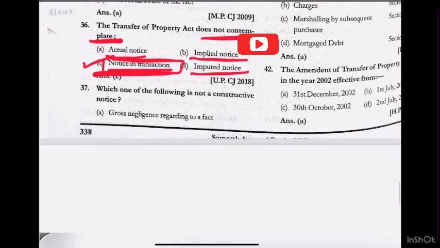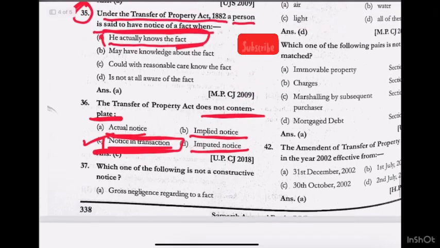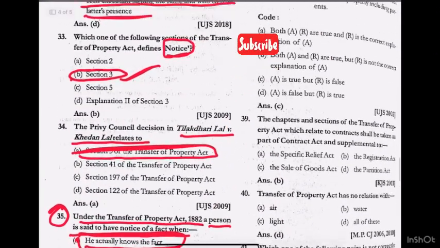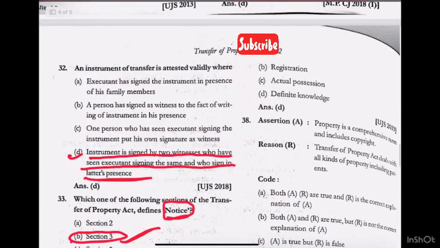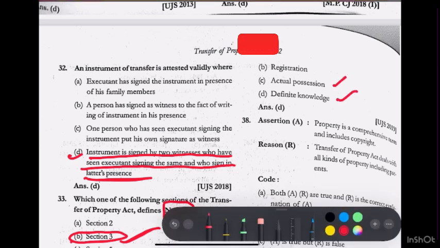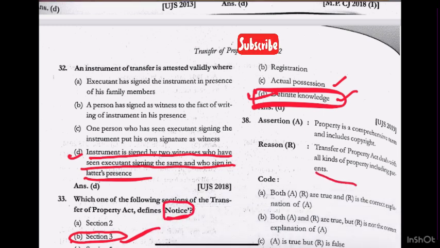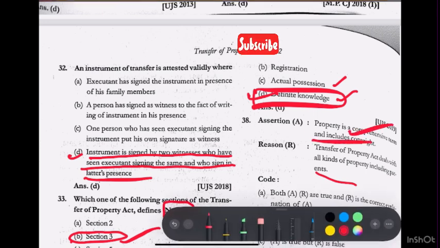Let's move to question number 37. Which one of the following is not constructive notice? Gross negligence leading to a fact, registration, actual possession, and definite knowledge. Definite knowledge is the right answer to question number 37. Let's move to question number 38. Property is a comprehensive term and includes copyright. This is the correct statement.